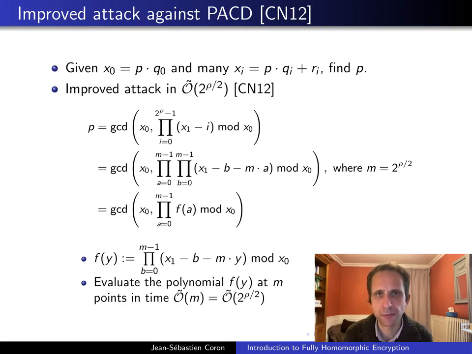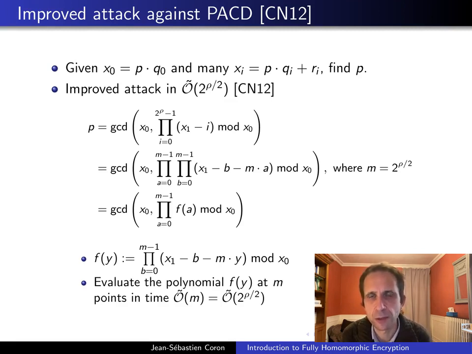For the approximate GCD problem, there is actually an improved algorithm with a better complexity. We are given x0, which is an exact multiple of p, and many xi's which are equal to p times qi plus ri, and the goal is to find p. But as previously, we are going to use only a single one, only x1. So we rewrite the equation: p equals the GCD of x0 and the product of x1 minus i for i between 0 and 2 to the rho minus 1. For the right value of i, when i is equal to r1, then x1 minus r1 is equal to 0 modulo p, so it's a multiple of p. So the GCD will give us either exactly p or a small multiple of p.